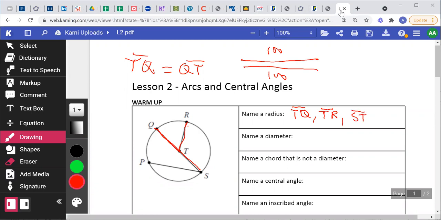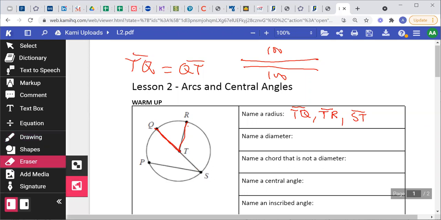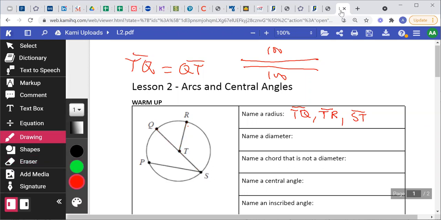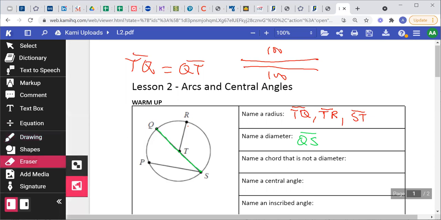So then we're gonna name a diameter. A diameter is just the longest chord that passes through the center. So here I have this chord, and it passes through the center. So QS becomes the diameter here. And then they said we should name a chord that is not a diameter. So that means we're just gonna name something else.